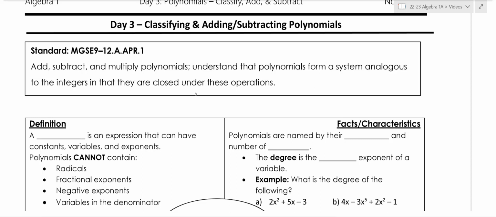And they're also closed under these operations. That means you take two polynomials, add them, and you still get a polynomial. You take two polynomials, you multiply them, you still get a polynomial. Kind of like if you take two integers, you add them, you still get an integer. Because they're rational numbers, rational plus rational, remember, still gives you rational.